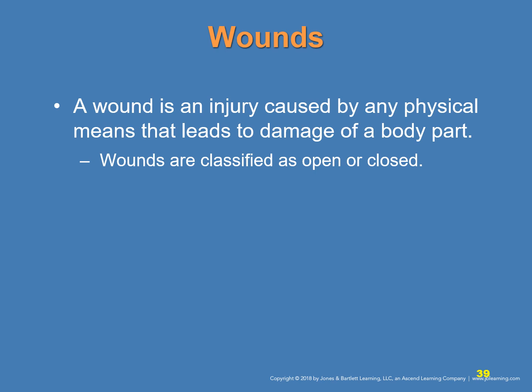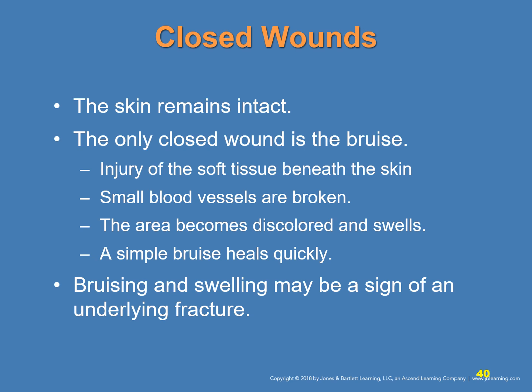Wounds. A wound is an injury caused by any physical means that leads to damage of a body part. Wounds are classified as open or closed. Closed wounds. The skin remains intact. The only closed wound is the bruise, or contusion. A bruise is an injury of the soft tissue beneath the skin. Small blood vessels are broken. The area becomes discolored and swells. A simple bruise heals quickly. Bruising and swelling may be signs of an underlying fracture.